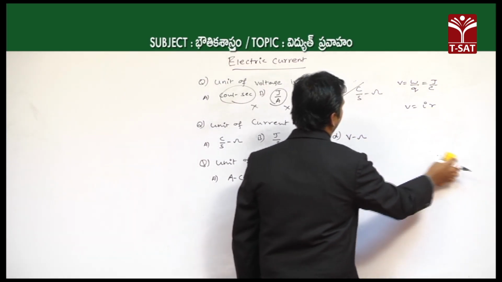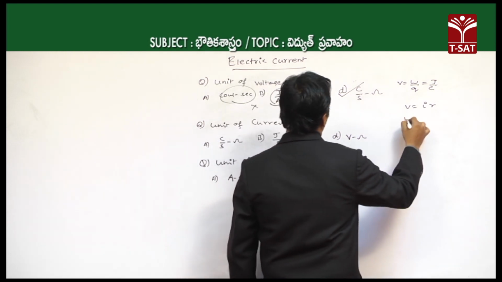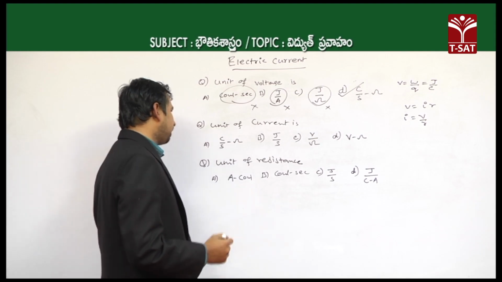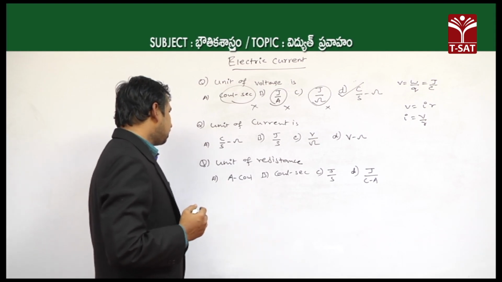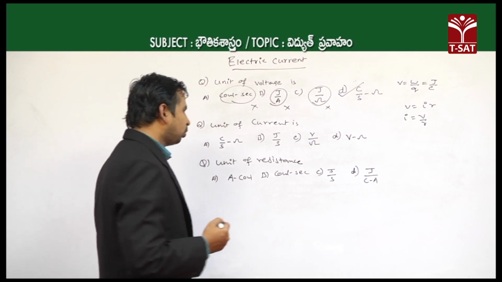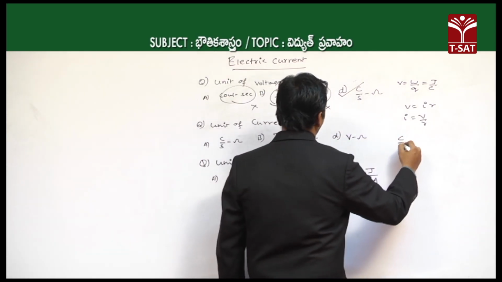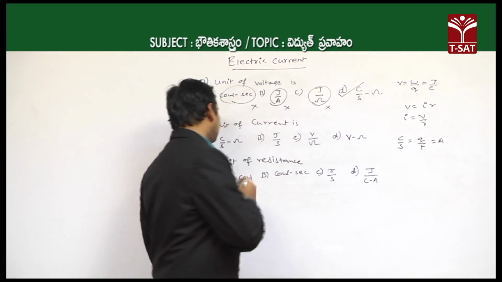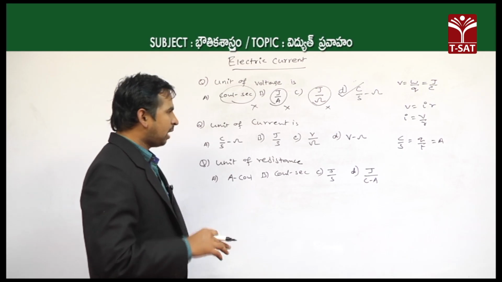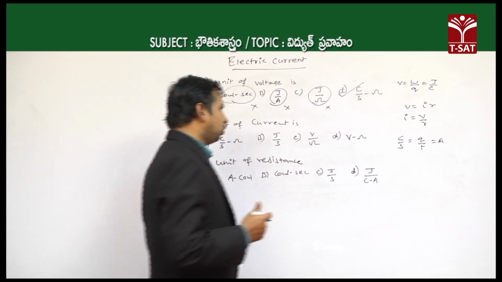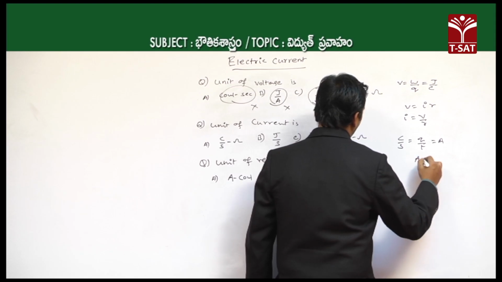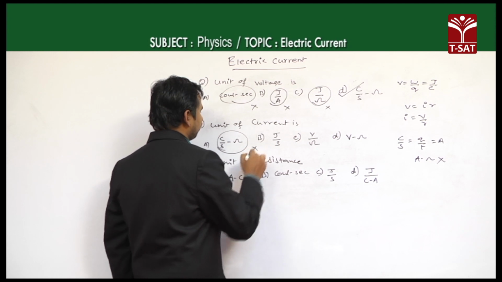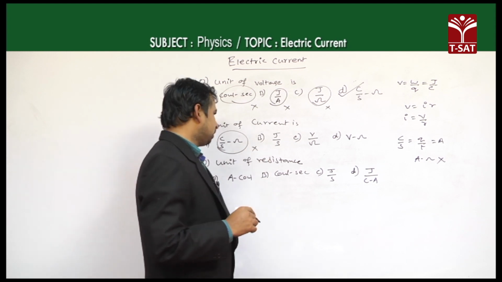As we know V = IR, from this you can write I = V/R. In the first case it is given as C/S ohm, whereas coulomb per second is Q by T, which is the ampere. But actually the current unit is ampere, and it is given as C/S ohm, which means ampere ohm is given, which is the wrong one.